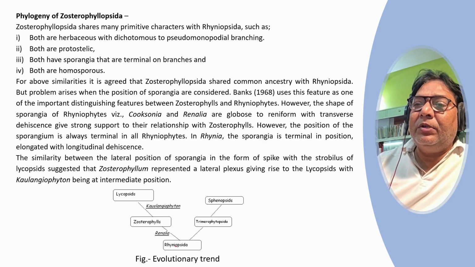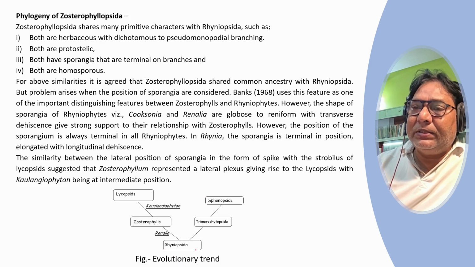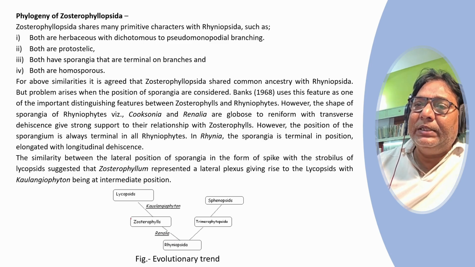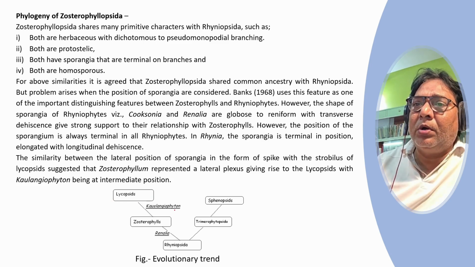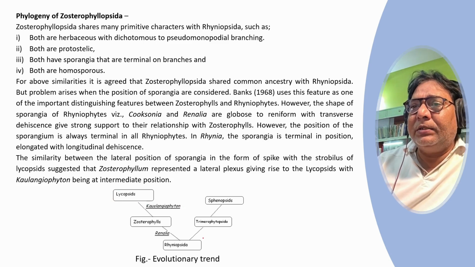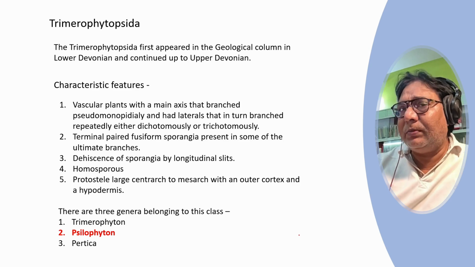If Rhyniopsida is the primitive, first group of land plants, from there through Rhyniales and Zosterophyllales they evolved, and from Zosterophyllales the Lycopsids evolved. Another branch, the Sphenopsids, came from Rhyniopsida through Trimerophytopsida. So now we will talk about Trimerophytopsida.